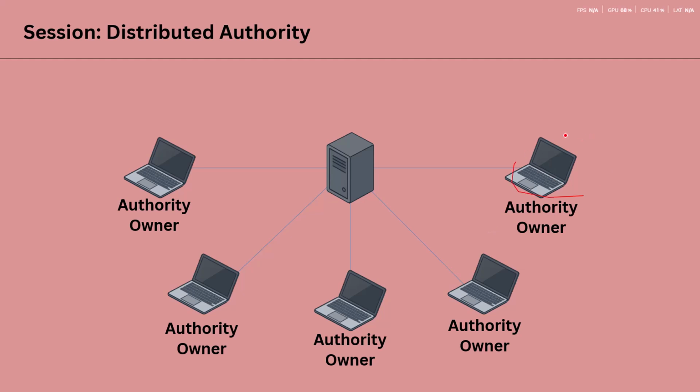Basically, in this scenario, in the distributed authority, the network objects in your scene are going to be owned by different clients. Basically, the ownership of the objects is going to be distributed. So, for example, if you have 10 coins in the game and they are network objects, let's say two of them are going to be owned by this client, two by this one, and so on. So that's the good thing about distributed authority.